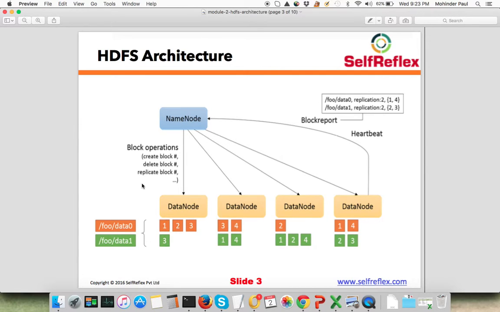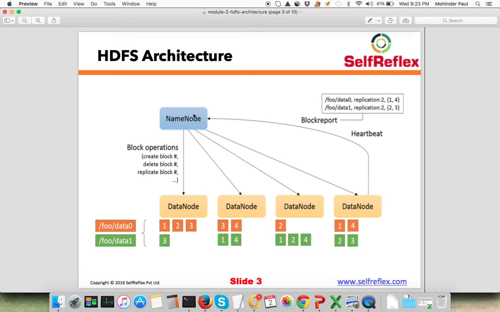It's just that the client will directly talk to the data nodes that contain the blocks of a particular file. So from an architecture point of view, the whole idea is to break the file into multiple blocks and then ask the data nodes to store those blocks. We'll look at the write and read path in detail, but at a high level, the concept is to break the file into blocks and then give those blocks to the data nodes to store.